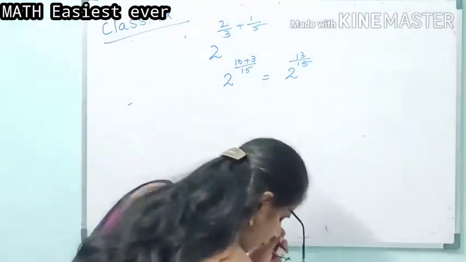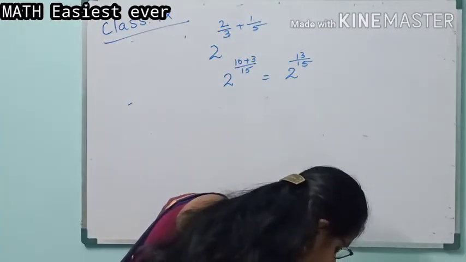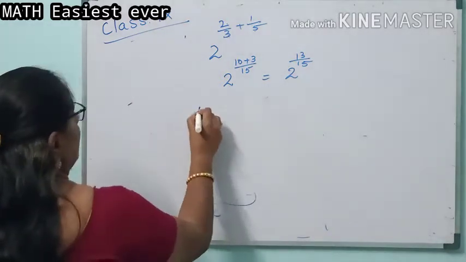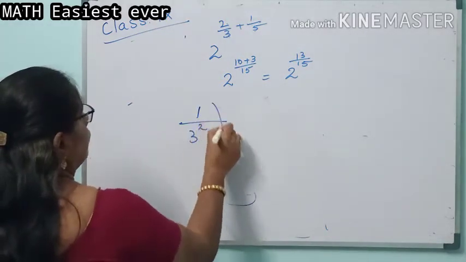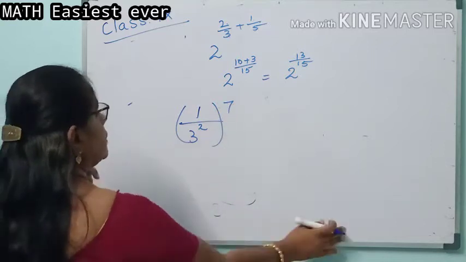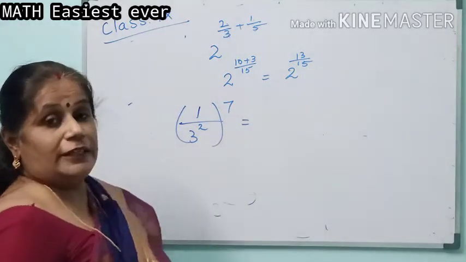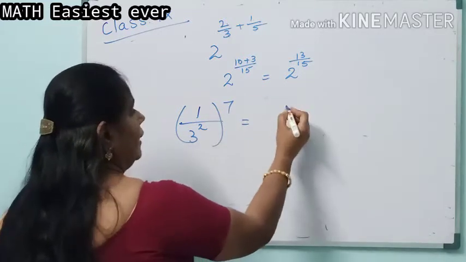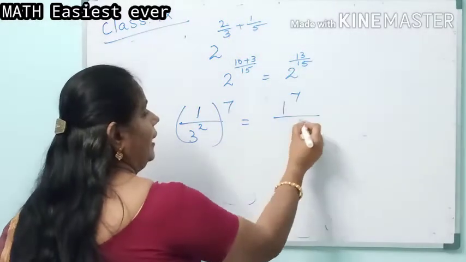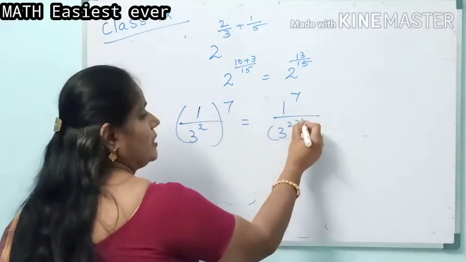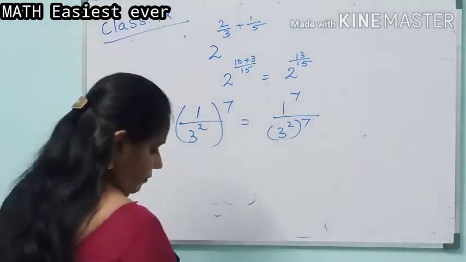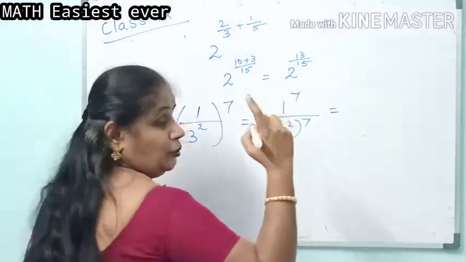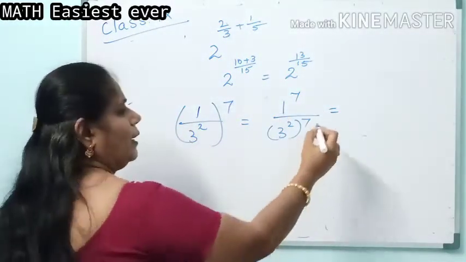Let's go for the second sum. What does the second sum say? (1 by 3 raised to 2) whole raised to 7. So how will you do this? You check it is of which law. Okay, so you separate: 1 raised to 7 by (3 raised to 2) whole raised to 7. So what will you get here? 1 raised to 7. What is 1 raised to 7? 1 into 1 into 1, 7 times. So it is 1 itself.